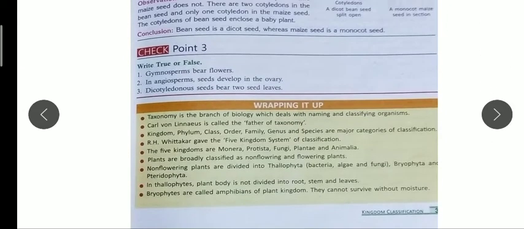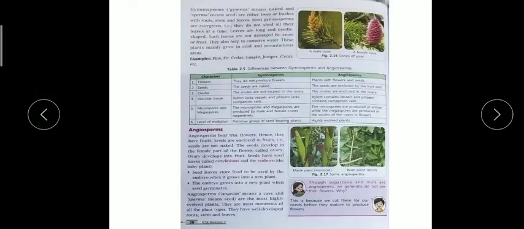Please read the chapter and solve the other exercises given on page number 38. In the next video or online class, we will solve the other exercises given on page number 38, and the question answers also we will do.